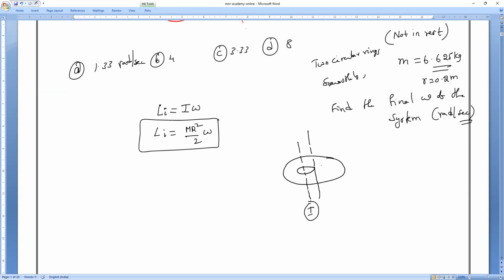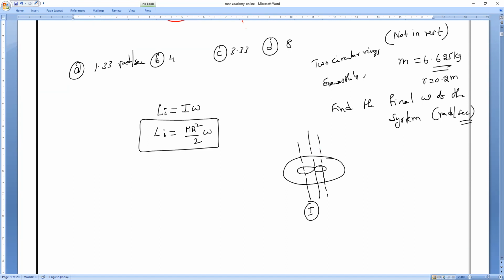So I can use some theorem. Can anybody remember what theorem I can use? Parallel axis theorem. That is very important. Do you understand, all of you? So if you have taken a ring's center of mass, what is the moment of inertia? Everybody, a ring about its center of mass, moment of inertia. Yes, please, everybody.